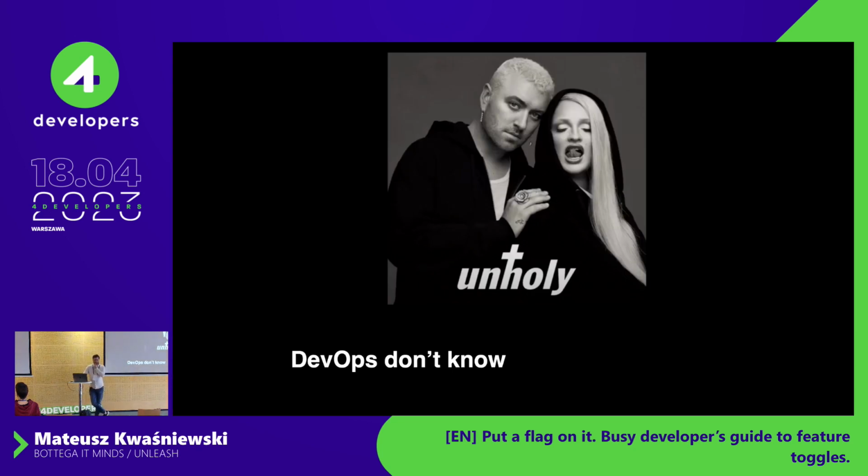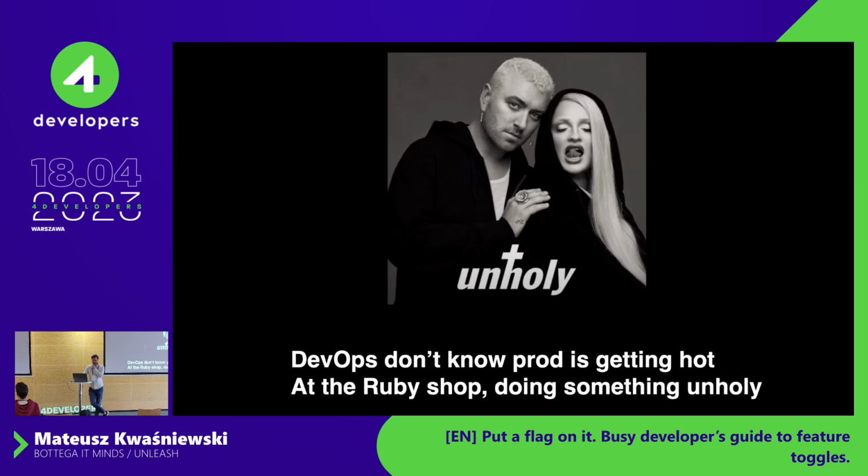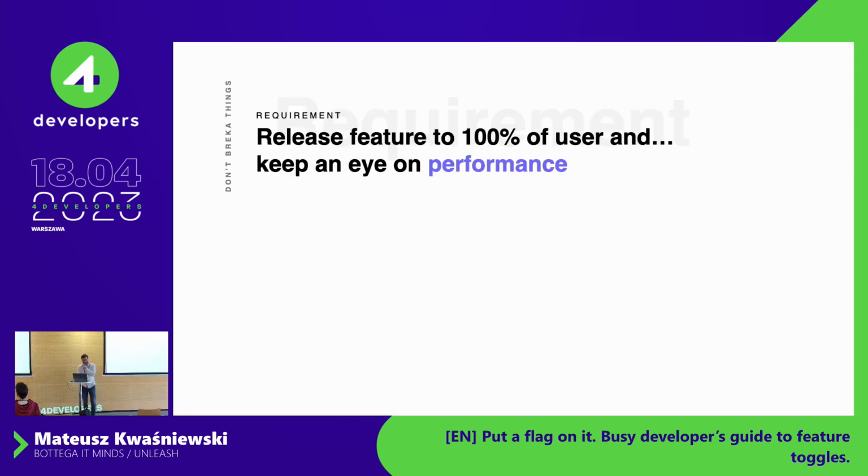DevOps don't know. Prod is getting hot. At the Ruby shop, doing something unholy. So, Conduit is not a Ruby shop, but the performance implications of the new SQL query that we're introducing are unknown at a bigger scale. So we want to have an option to turn this feature off just in case our new feature, or the SQL query, starts doing something unholy.